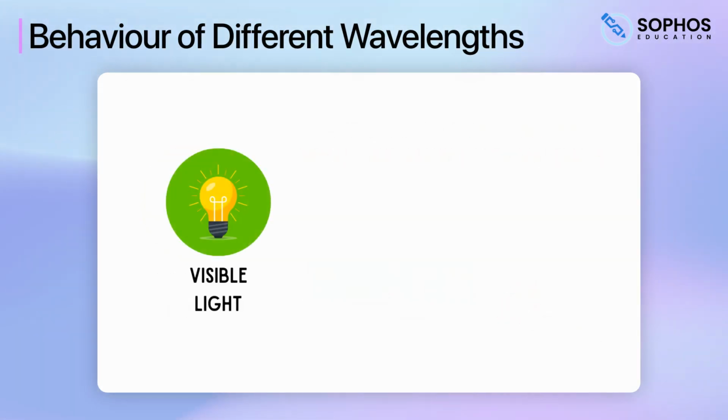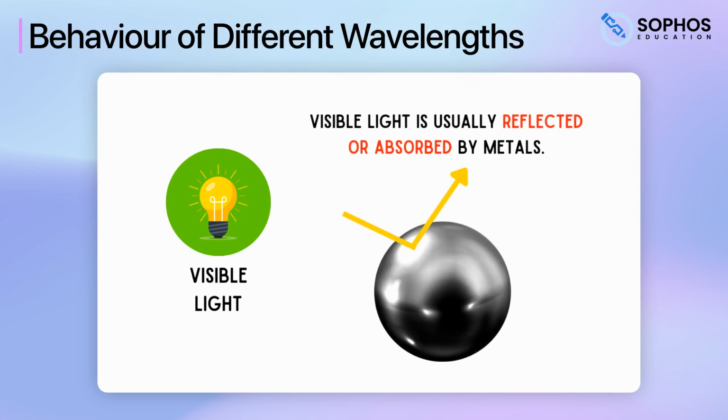Thirdly is visible light. Unlike radio or infrared waves, visible light is usually reflected or absorbed by metals. For example, a shiny metal surface can reflect visible light to create a mirror-like effect.